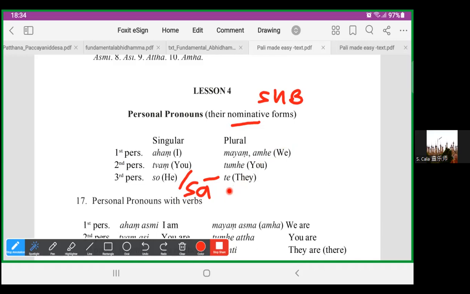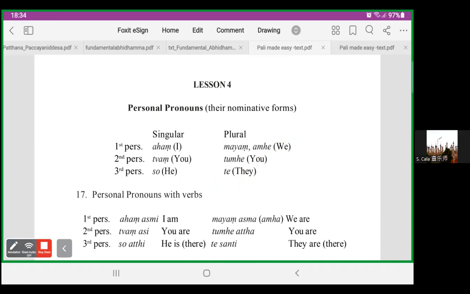Jenny, call the next person. Chin Chiu Moon, Sister. Okay, I'll try. Te, tuam, tumhe, aham, mayam, amhe. Okay, all right, good.